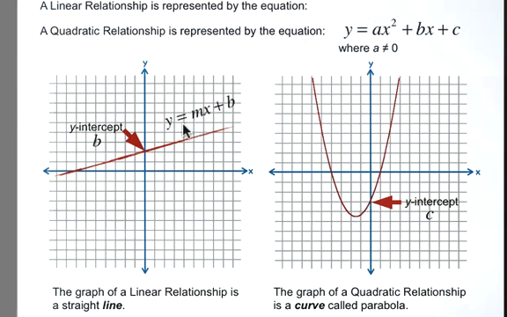So, y equals mx plus b is for a linear relationship, and y equals ax squared plus bx plus c is for a quadratic relationship and creates a parabola when it's graphed.